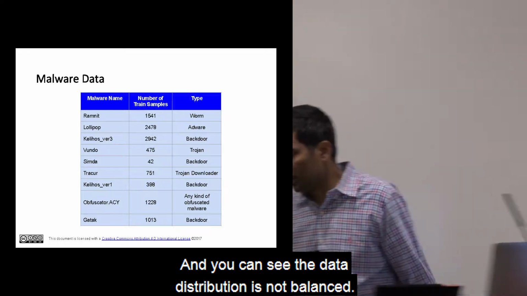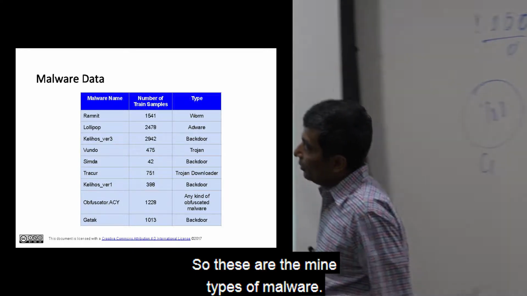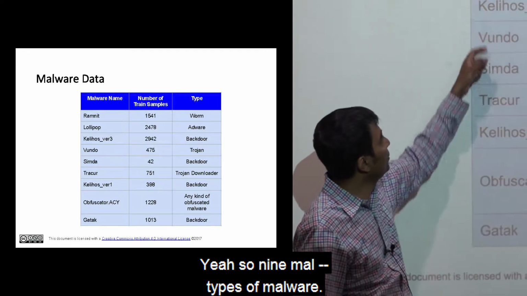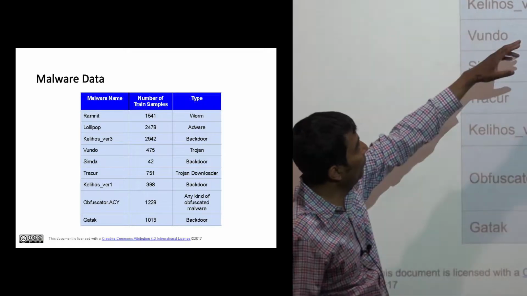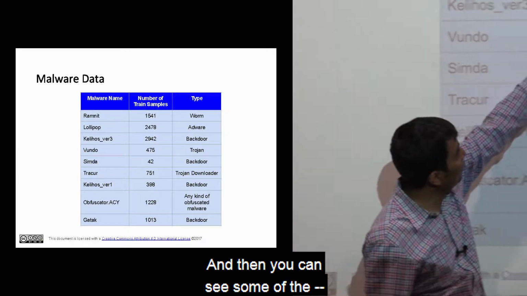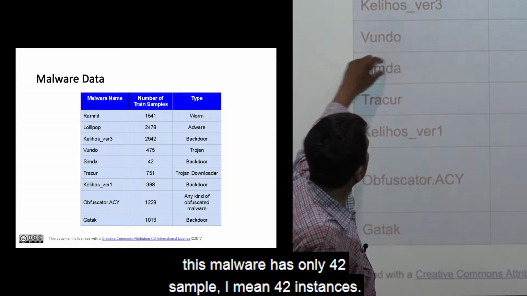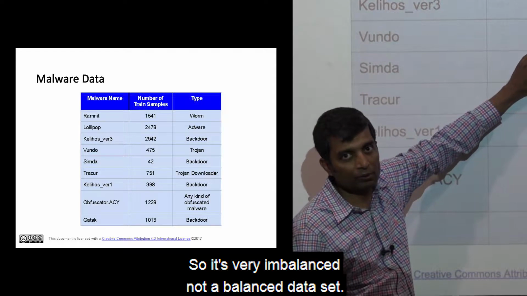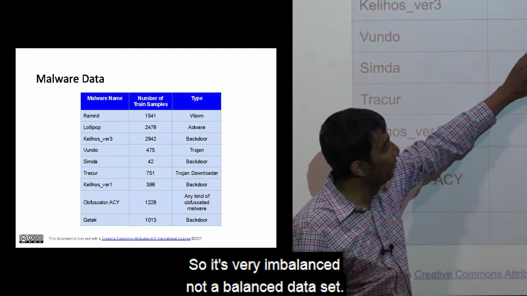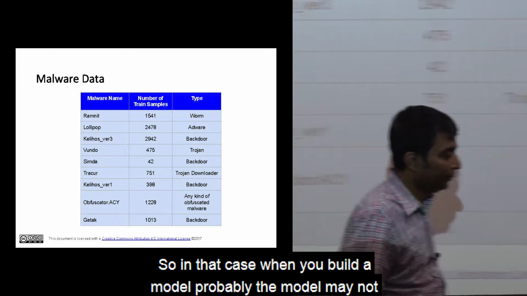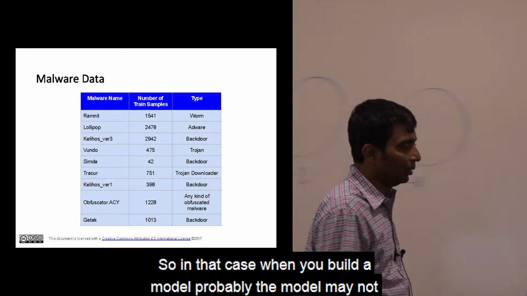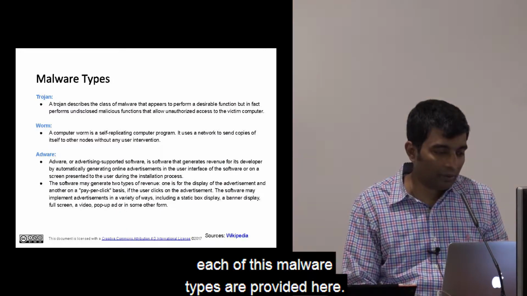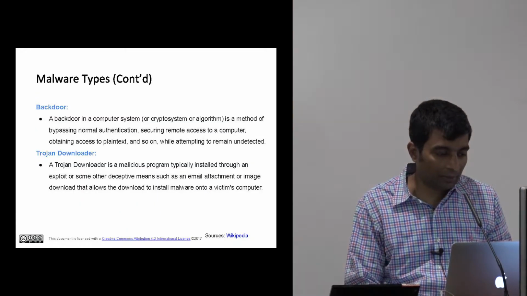You can see the data distribution is not balanced. These are the 9 types of malware, and you can see some of this malware has only 42 instances. So it's very imbalanced, not a balanced data set. In that case, when you build a model, probably the model may not perform well. And then there is more description of the malware. Each of these malware types is described here.